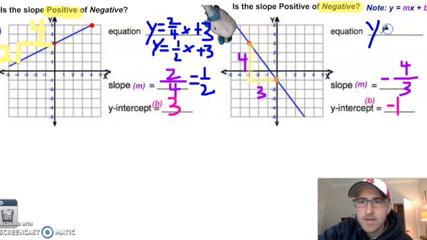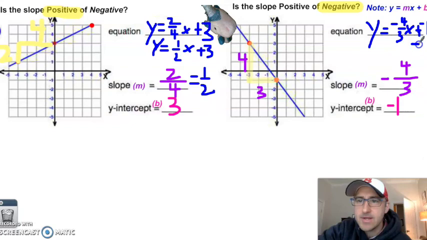y equals a negative slope of 4/3 x plus b is negative 1. Or we could write it as negative 4/3 x minus 1. So you can either have a plus negative 1 or a minus 1.